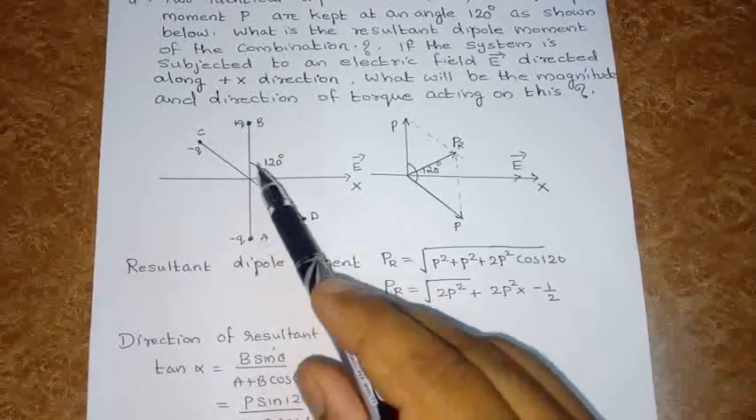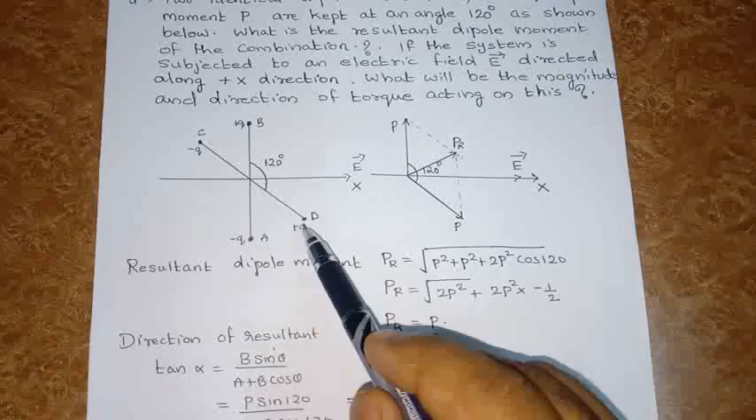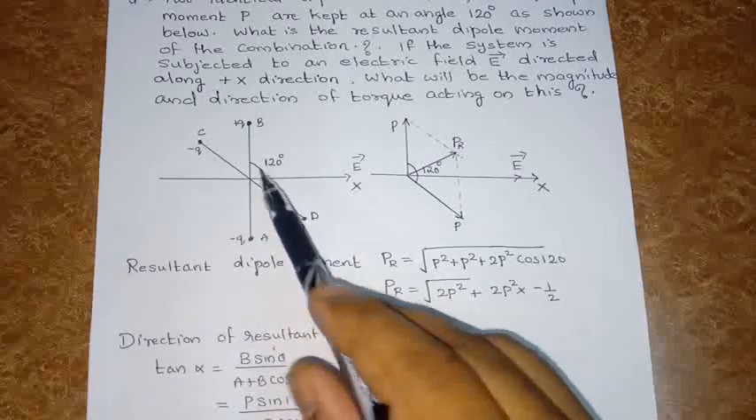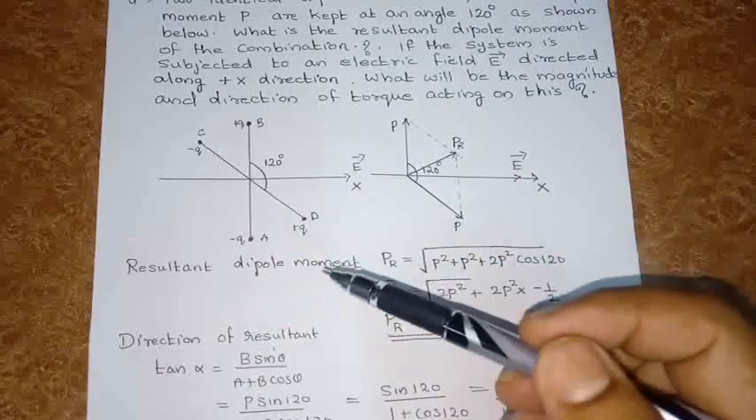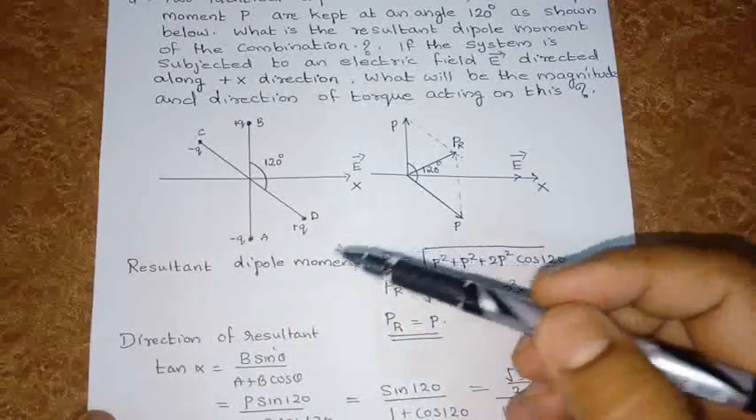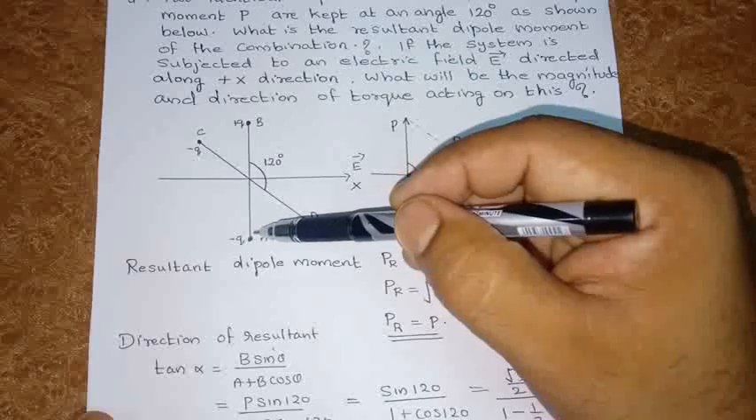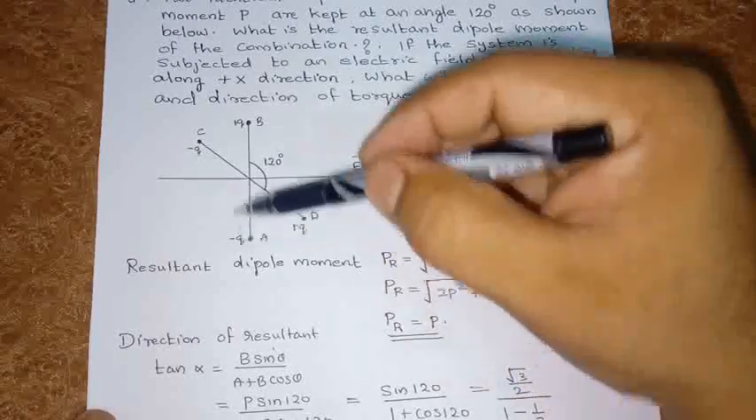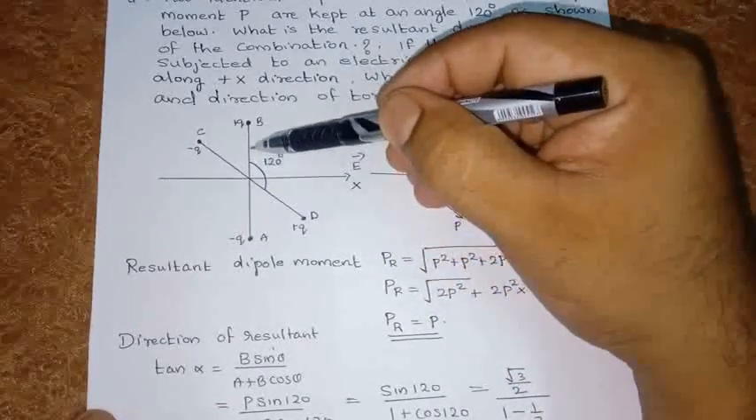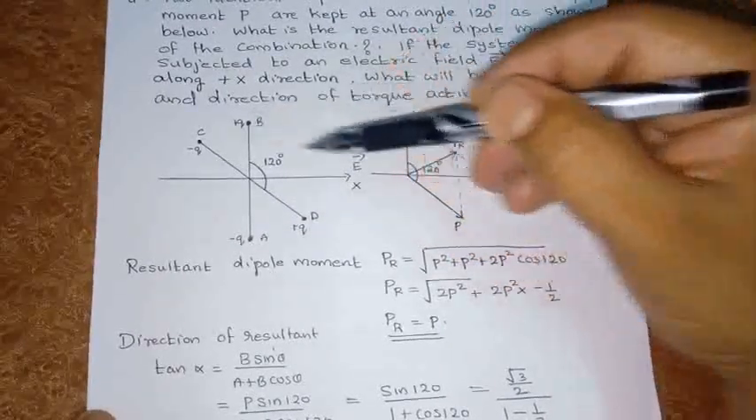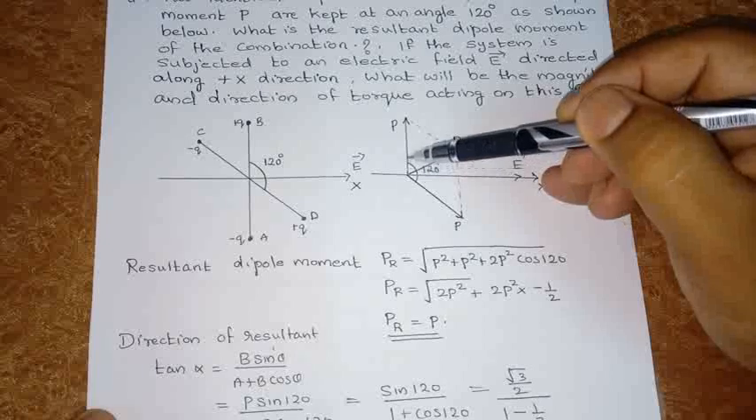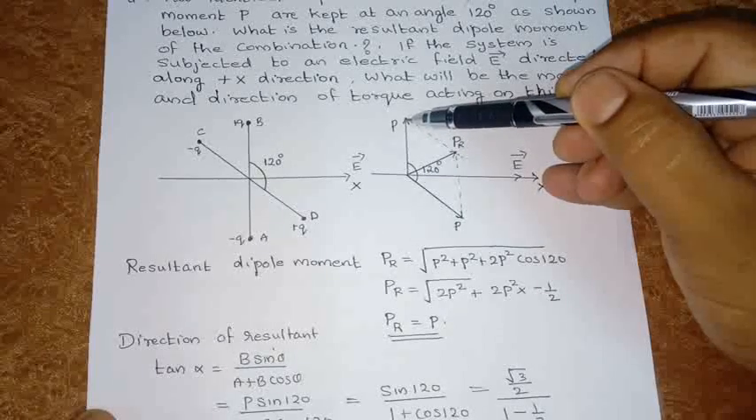One is AB and the second one is CD. They are at an angle of 120 degrees, which means the dipole moment vectors are at an angle of 120 degrees. The dipole moment vector of this dipole will be upwards, because the dipole moment vector always acts from negative charge to positive charge. Therefore, the dipole moment vector of the first dipole will be upwards.